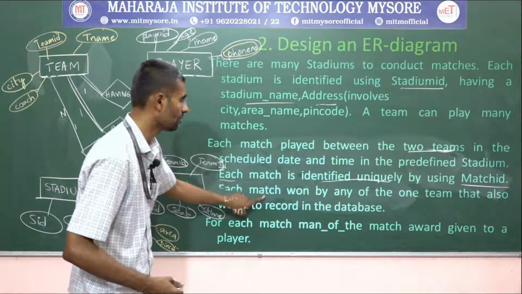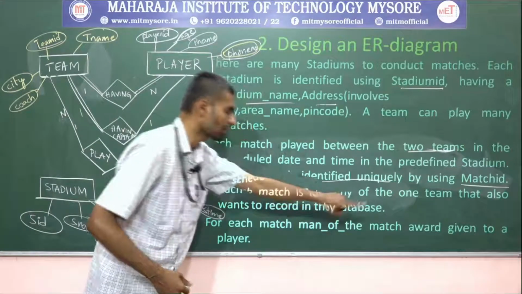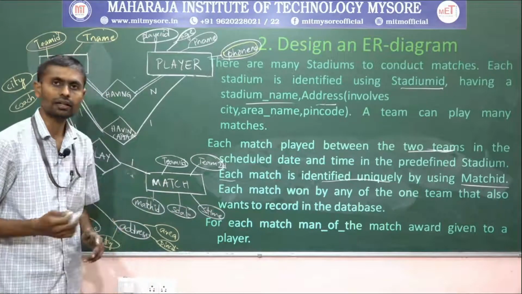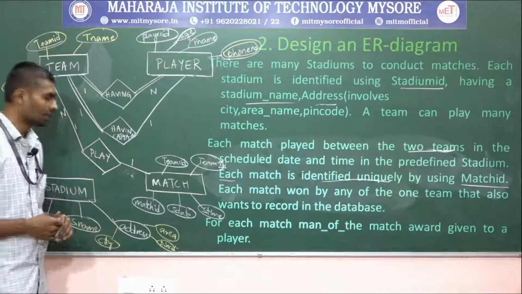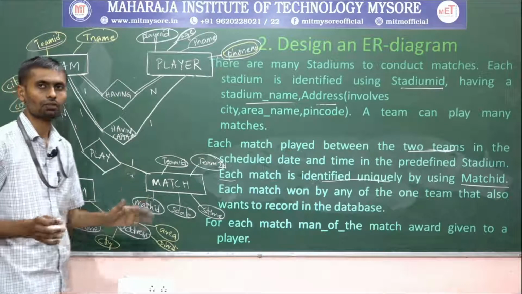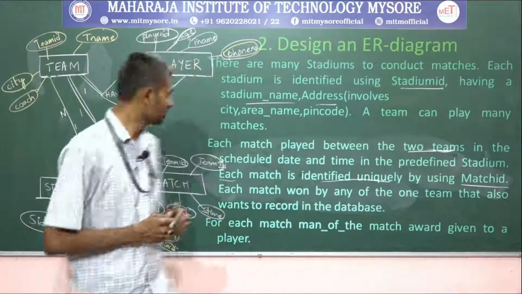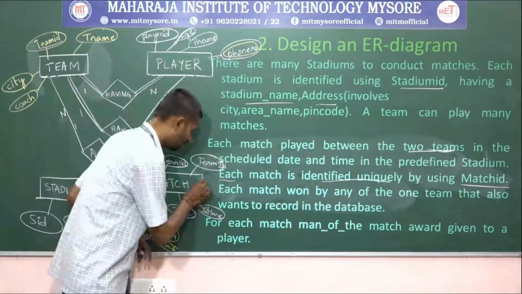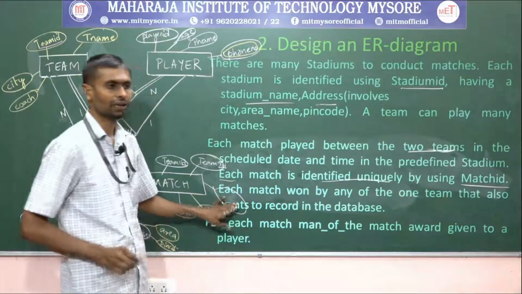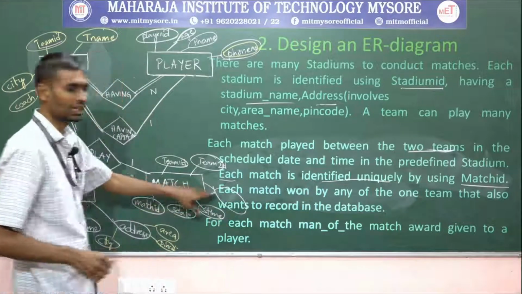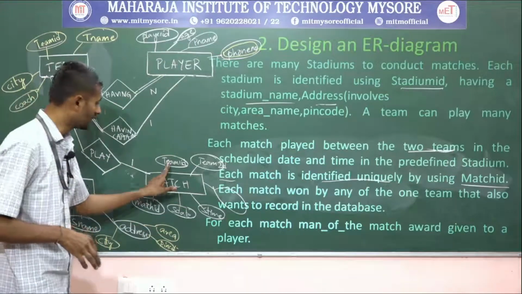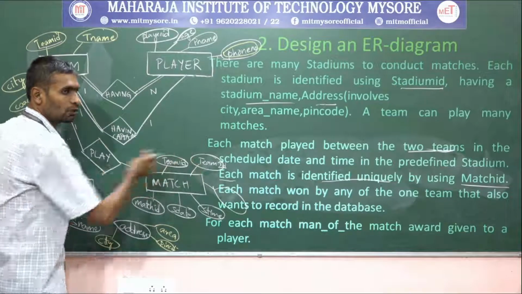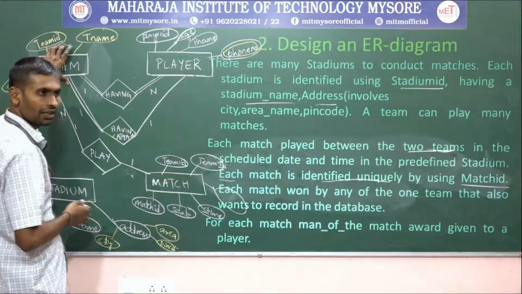Each match won by any one of the teams, that also they want to record in the database. So that means each match ends up with what, any one team is going to win, right? So they have not considered the tie, right? So let me go with writing a winning team ID here, because that winning team is also either this team 1 ID or team 2 ID, and the team 1 and team 2 IDs are also present where, guys, in the team part.